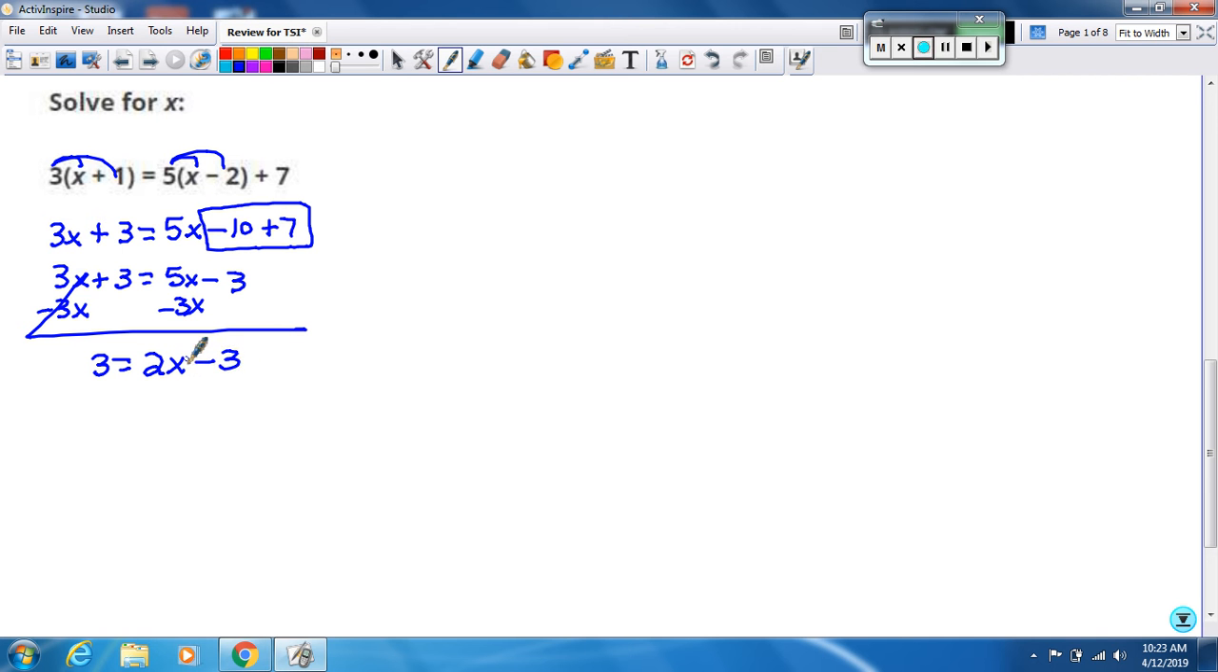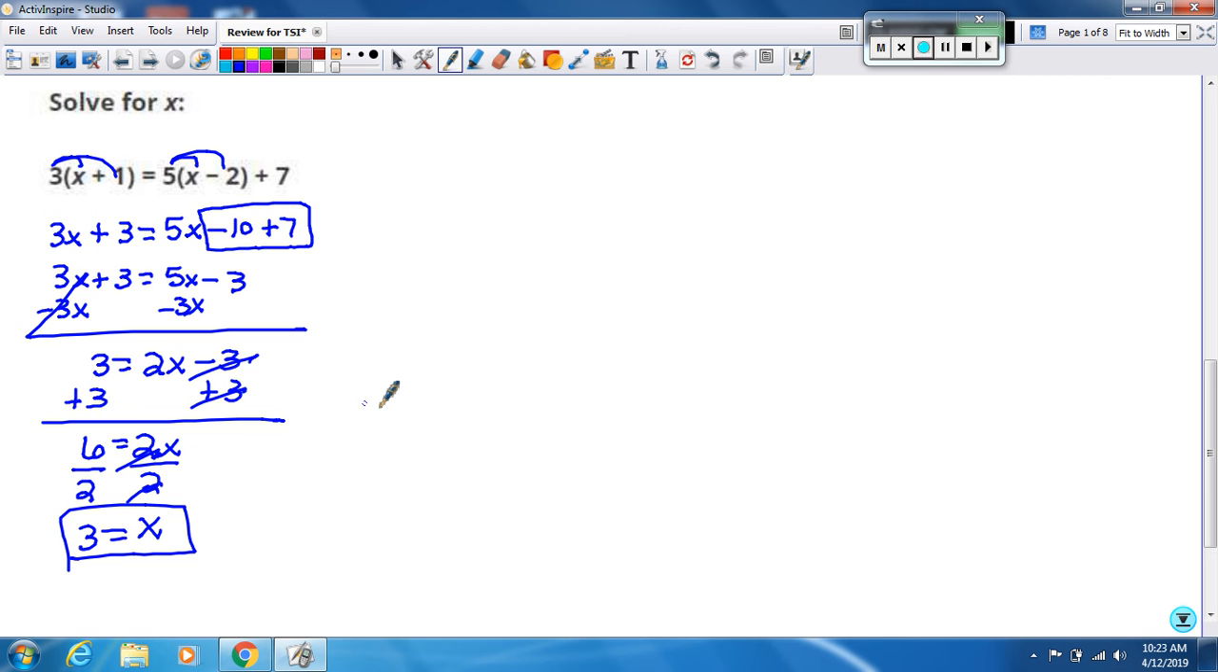Now you've got to get rid of the negative 3, because you're trying to get the x by itself. The opposite of negative 3 is positive 3. You do that on both sides. So 3 plus 3 is 6 equals 2x. Opposites cancel. This is 2 times x, so the opposite of times is divide. So divide each side by 2. 6 divided by 2 is 3. Top cancels with bottom, so the answer is 3.